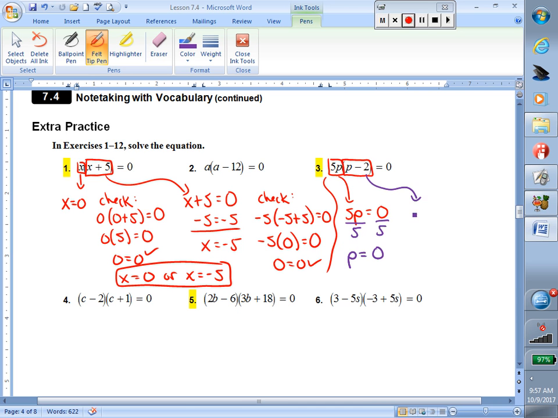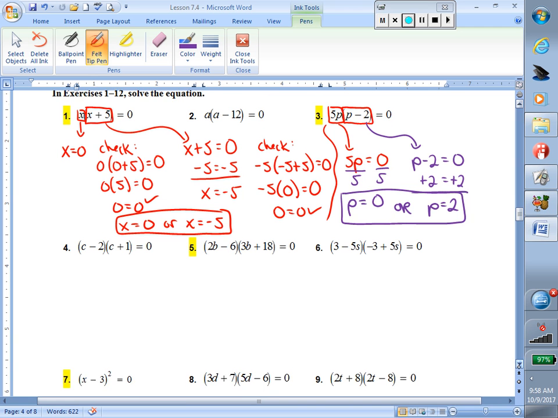How can I make p minus 2 equal to 0? When p equals 2. Those would be my two solutions. You can, and I highly encourage you when it comes to your practice or a quiz or your test, substitute those solutions back in one at a time and check to make sure that they work.